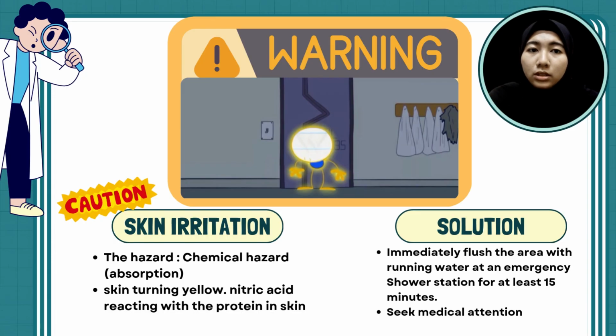A chemical hazard refers to any chemical substance or chemical-related activity that has the potential to cause harm to humans, property and the environment. When nitric acid touches the skin, it can cause a chemical burn and absorption. The yellow color seen on the skin is due to the acid reacting with the protein in the skin.